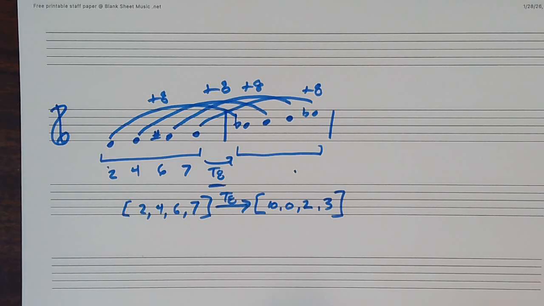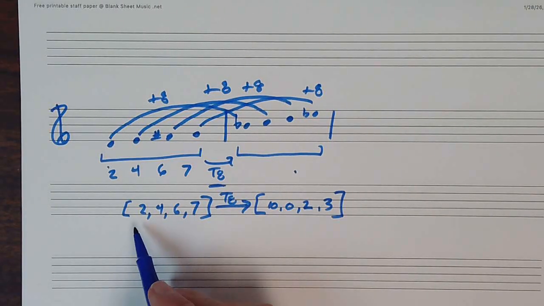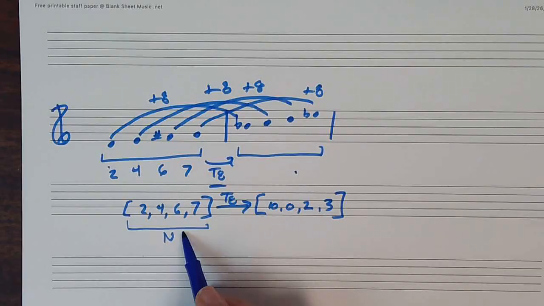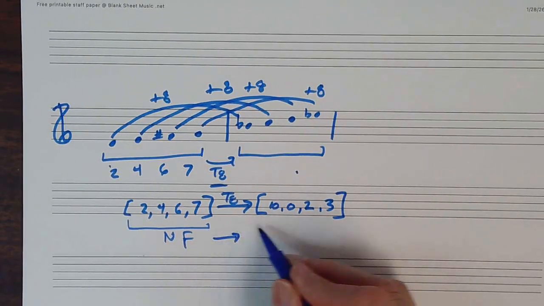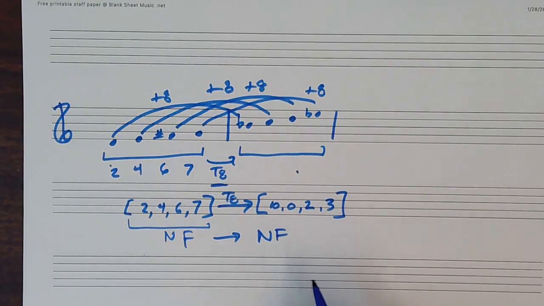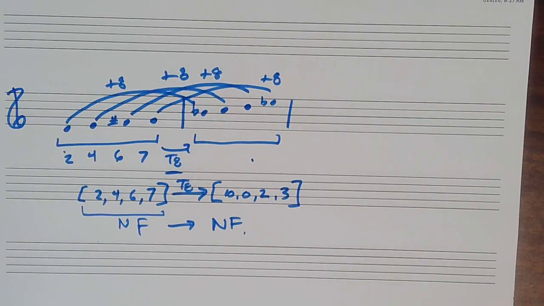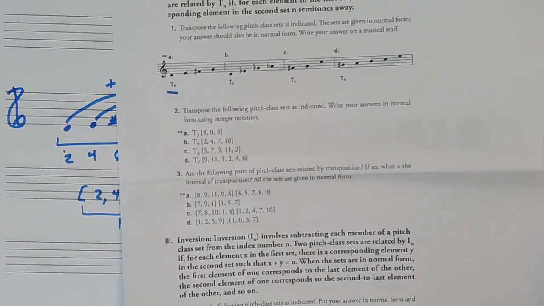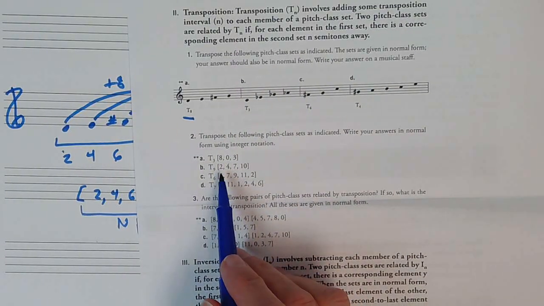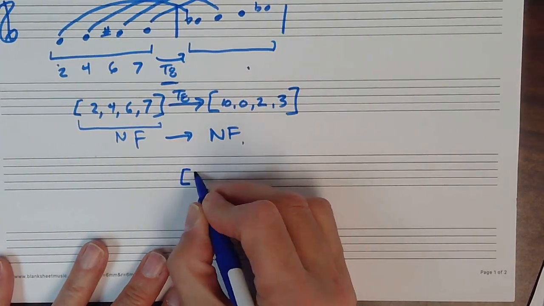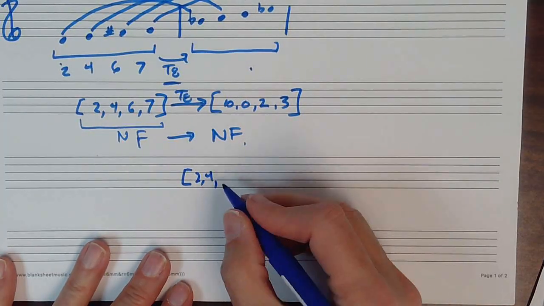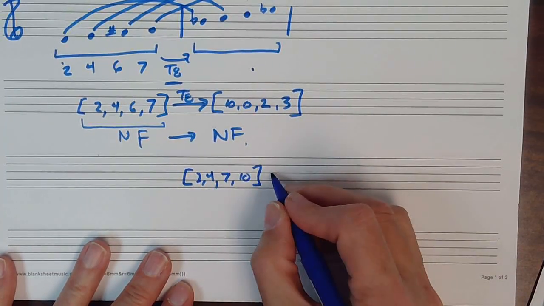Okay, now normally, almost always, if your initial set is in normal form and you transpose it, the transposed set will also be normal form, but it's not always the case, just often enough to be annoying. All right, let me try another one. In fact, let's do one of these with numbers. Let's do 2, 4, 7, 10 at T9. Okay, so 2, 4, 7, 10. We're going to take this T9.